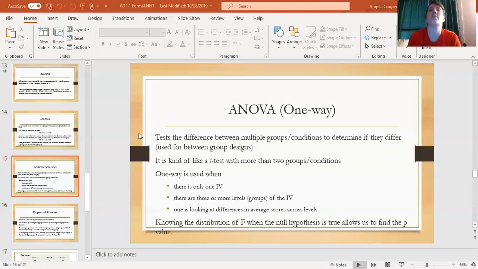So maybe we're only looking at college majors, and our groups are art majors, history majors, and psychology majors. Three groups, and the only independent variable we're looking at is college major. Again, you can use ANOVA, and it doesn't have to only be three groups. It can be more than three. It can be 4, 5, 6. But typically I say three because it's three or more at least.